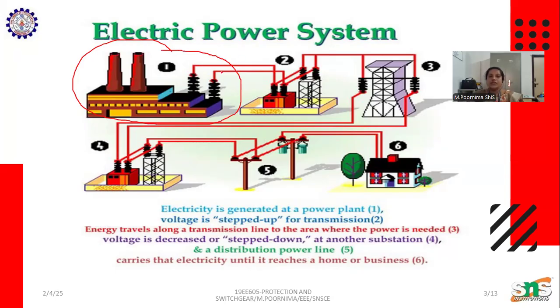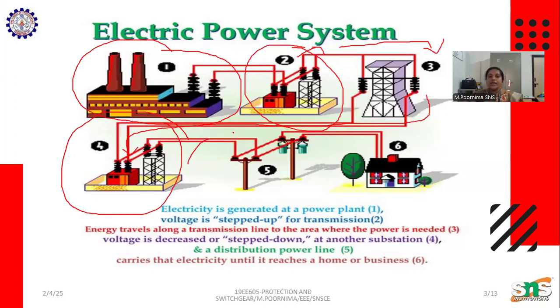So this generated power is transmitted with the help of a transformer, and then through the transmission line, and finally from the transmission line the power is given back to a transformer, and from the transformer it's transmitted to the commercial or residential buildings. So this is the basic structure of the electrical power system.